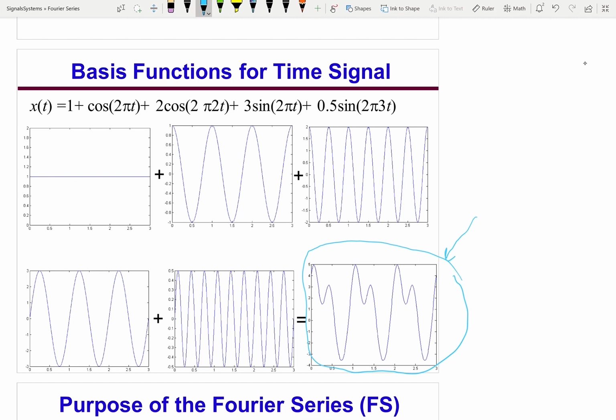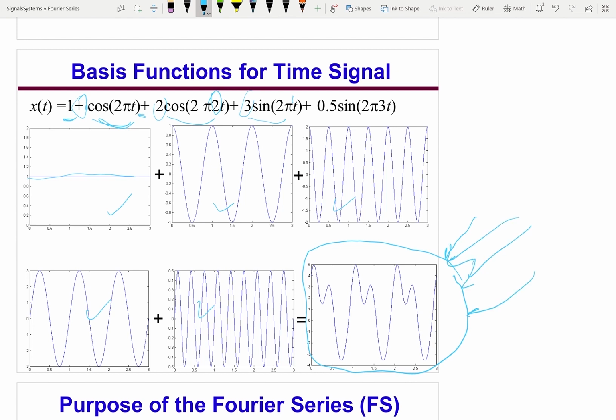So this signal here, in MATLAB, you can generate it. It has a DC, which is this 1, plus a sinusoidal of frequency 1 and amplitude 1. Another sinusoidal of frequency 2 and amplitude 2. The amplitude could be anything. And a sine wave of frequency 3, amplitude 3, and so forth. If I add all these sinusoids, I will get this periodic signal. And the Fourier series, that's what it does.